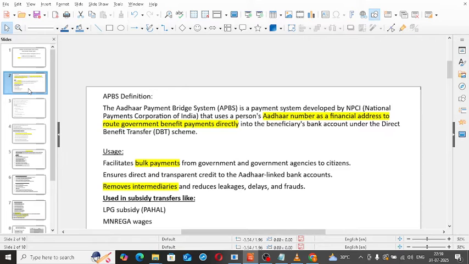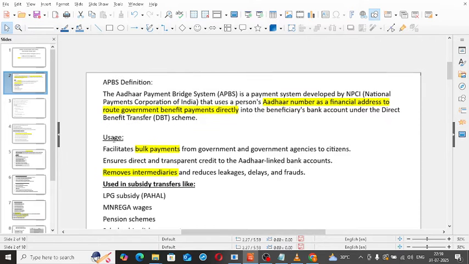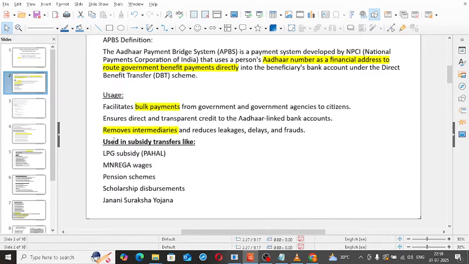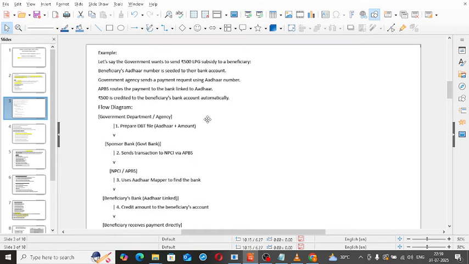Some examples: LPG subsidies, minimum wages, pension schemes, scholarship distribution, and a number of government schemes happen via the Aadhaar Payment Bridge System. Let's go to a simple example. I purchase LPG every month, so I need to get my subsidy also. That is the scenario. How do I get the subsidy?